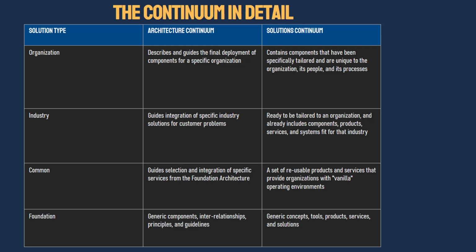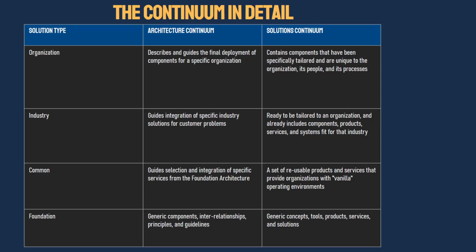We then get more specific and our solution becomes the common level. In the common level in the architecture continuum, we use this type of solution to help guide selection and integration of specific services from our foundation architecture. On the solution continuum, these are typically a set of reusable products and services that provide organizations with vanilla operating environments.